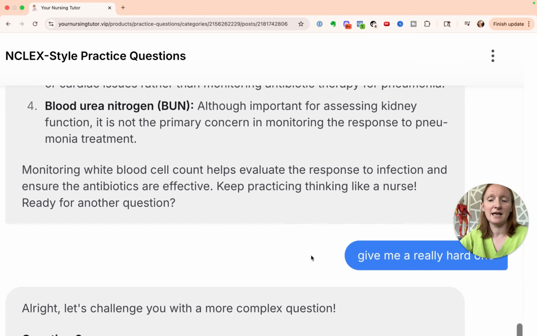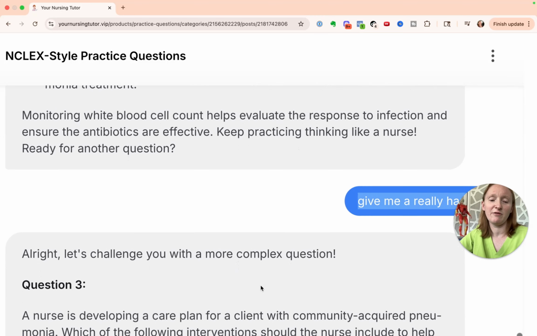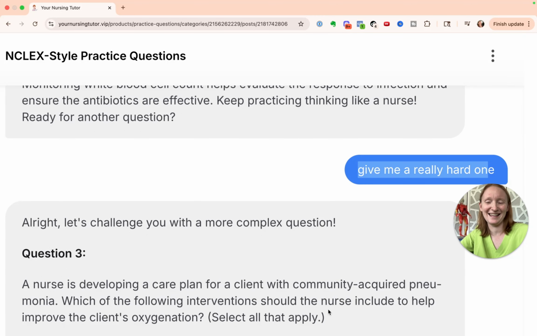But then I said, look at this. I made a mistake and I told it to give me a really hard one. And you know what? It gave me a select all that apply question. I hate them just as much as you do. But they don't freak me out, because we have a strategy. We approach them the exact same way we did the other one.